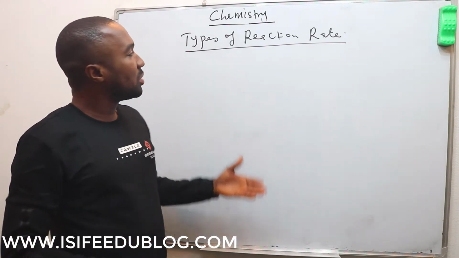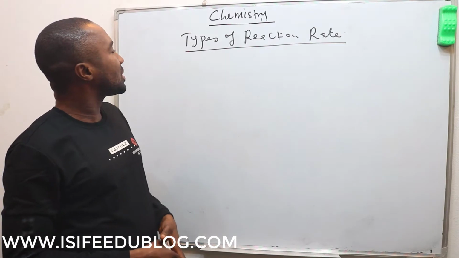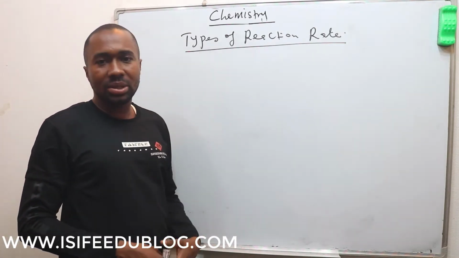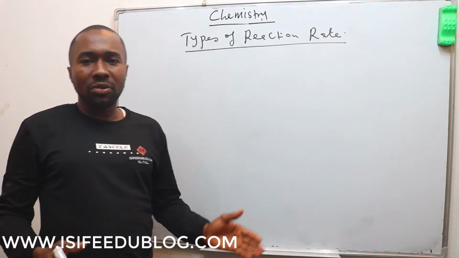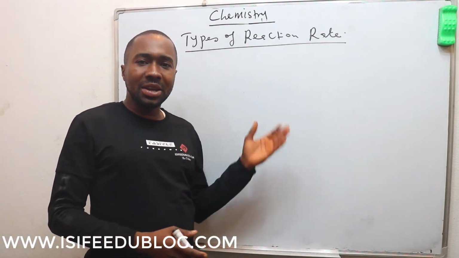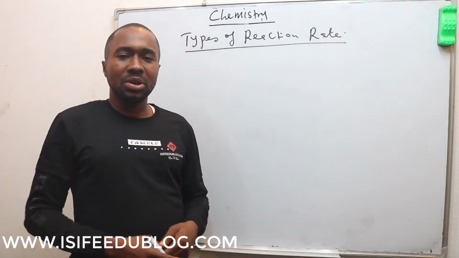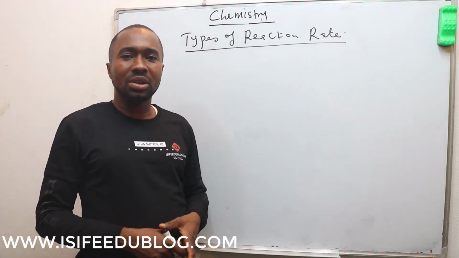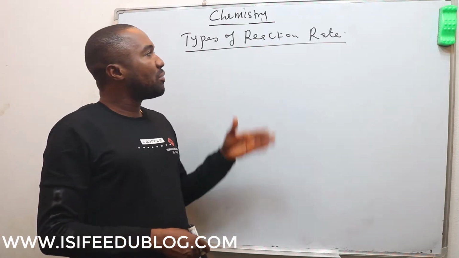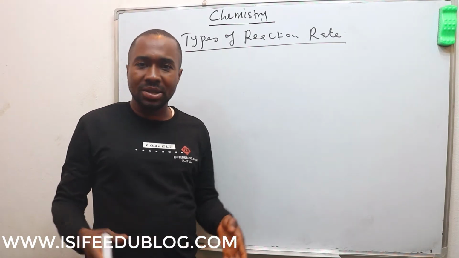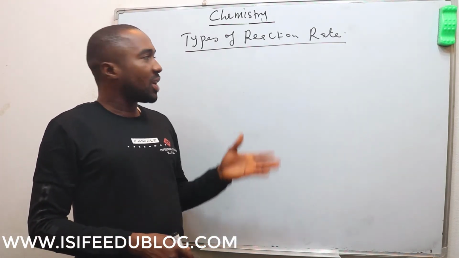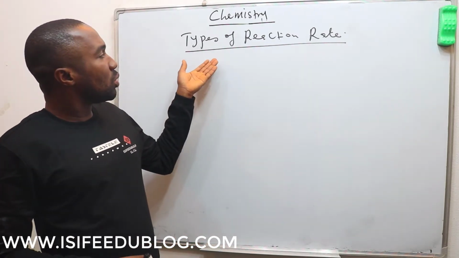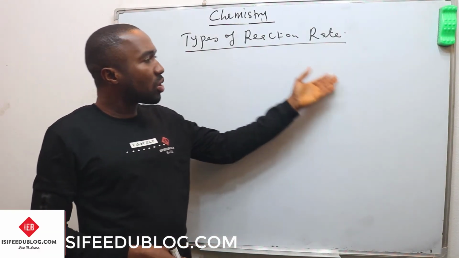So today we'll be discussing the types of reaction rates. When we are talking about rate of reaction, our idea there is to know how fast or how slow a reaction can proceed. But there are various ways of measuring how fast or how slow a reaction can proceed. These are the things we'll be looking at today, which are the types of reaction rates.